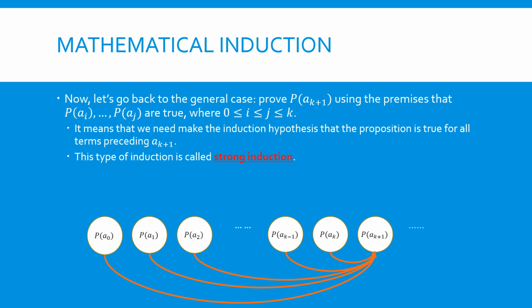In the more generalized case, we will need the premises of P(A0) through P(Ak) to be all true to prove P(Ak+1) is true. That is, showing the proposition is true on the term Ak+1 requires that the proposition is true on all terms preceding Ak+1. The dependency relation is shown in the figure. This type of induction is called strong induction.